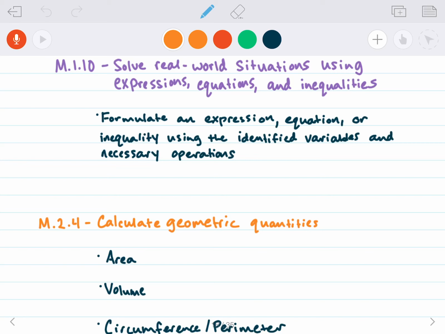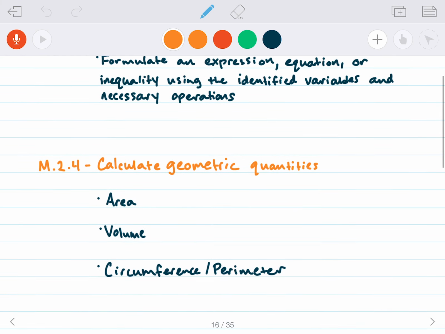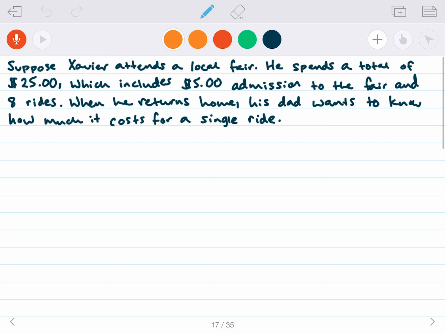Hey guys, in this video we're going to talk about M.1.10 and M.2.4. Okay, so the first thing we're going to talk about is M.1.10. So we're going to try to formulate inequalities and equations based on a situation.